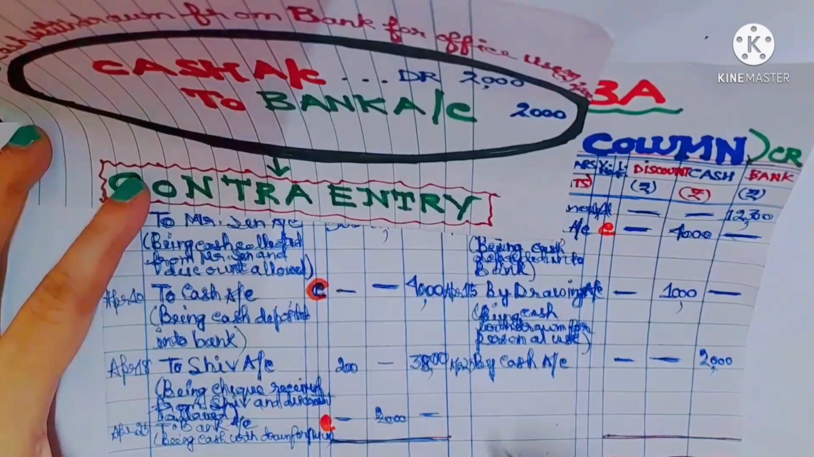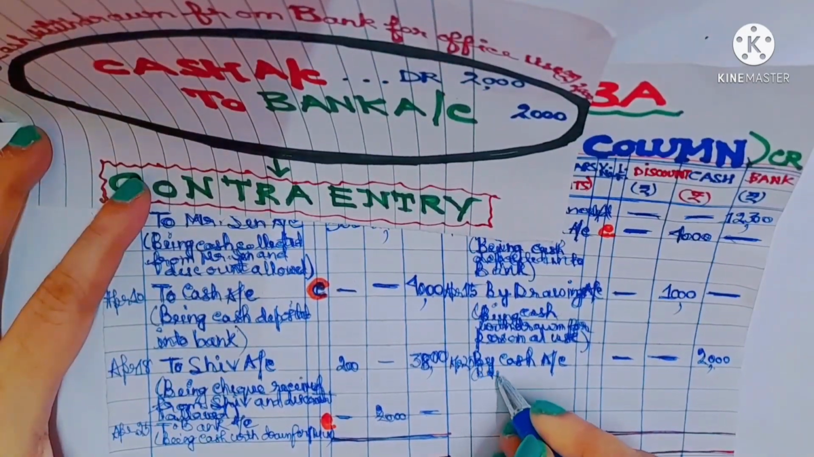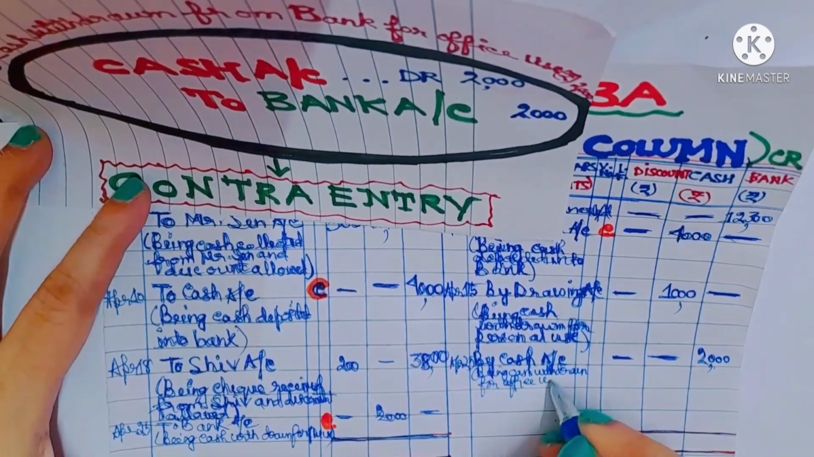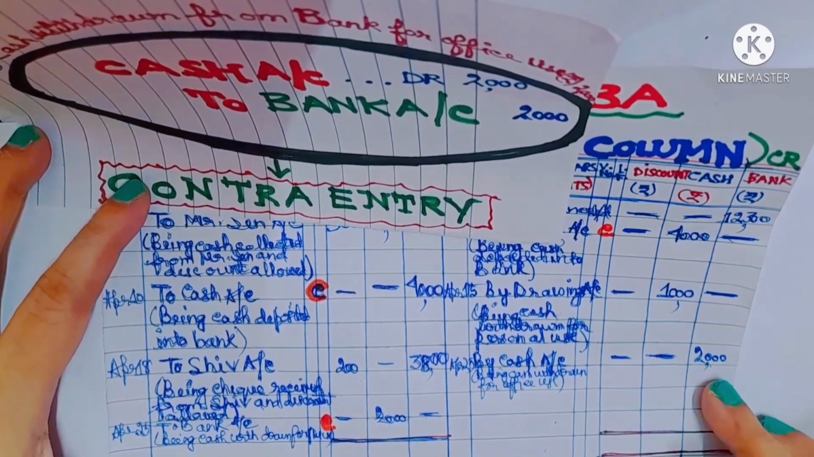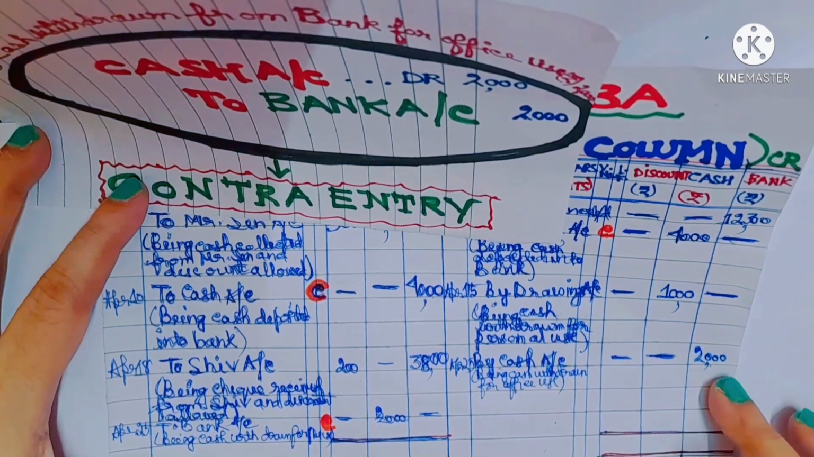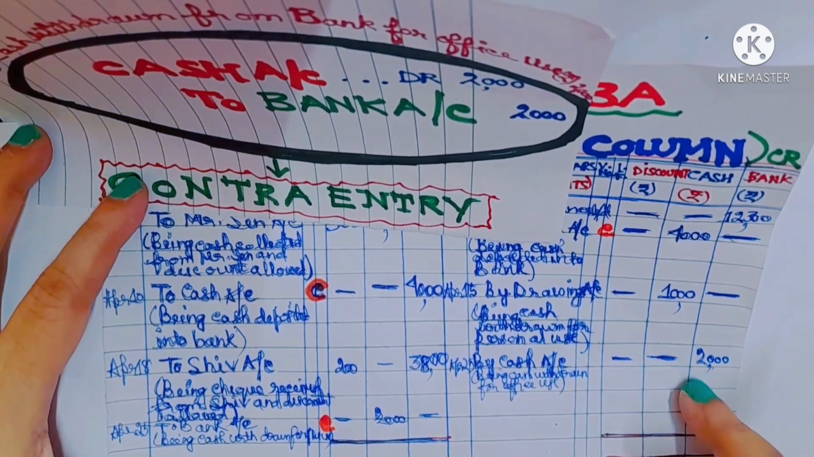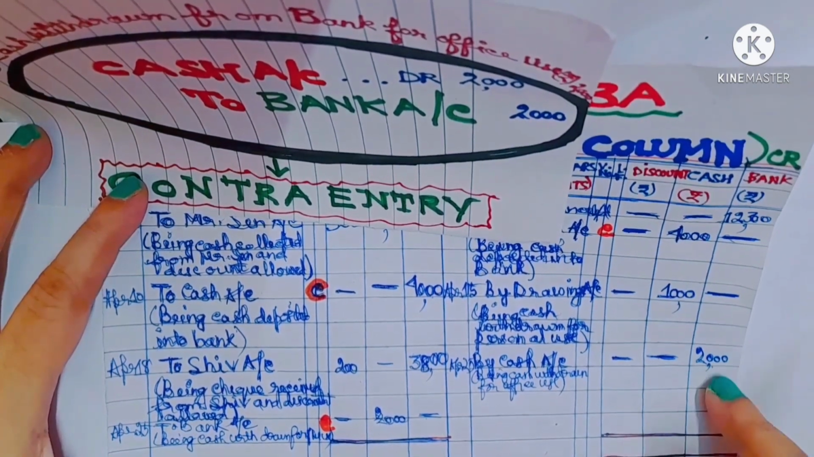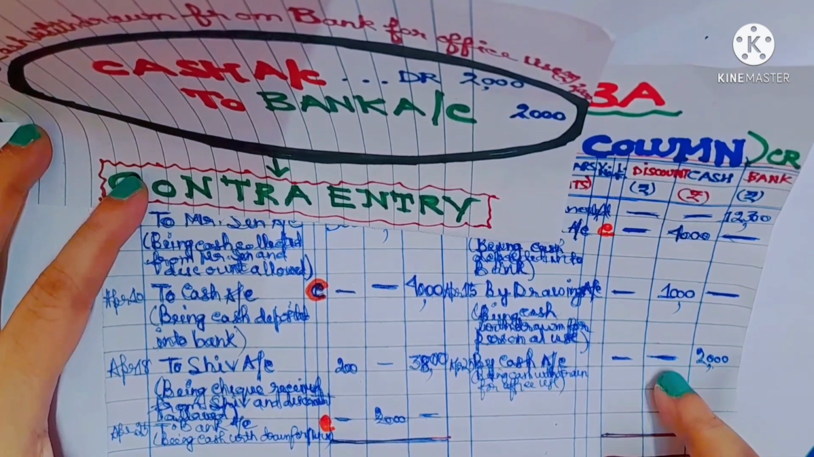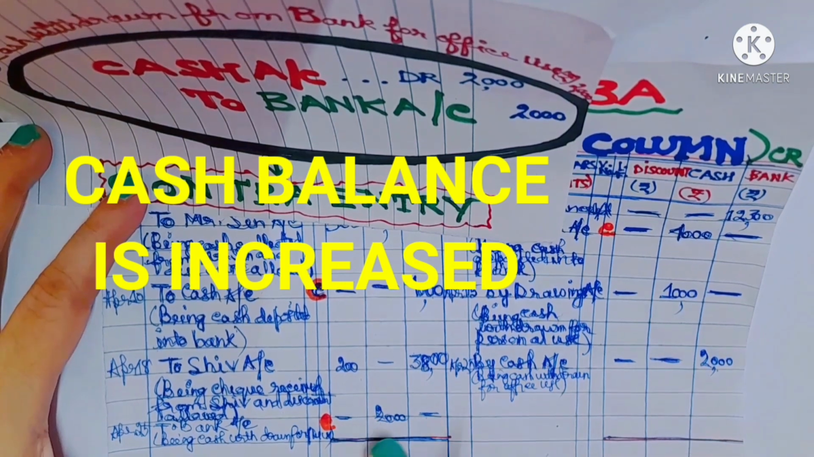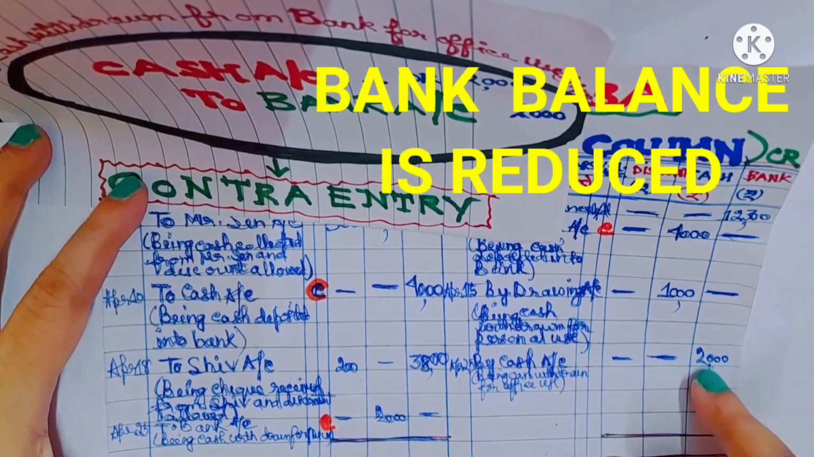So let me write down the narration. Being cash withdrawn for office use. And moreover, bank column represents bank account. Bank account comes under personal account. According to personal account, the giver of the benefit is credit. Here, when cash is withdrawn from bank, bank is the giver of cash. So bank account will be credited by rupees 2000. And moreover, when cash is withdrawn from bank for office use, cash balance is increased, but bank balance is reduced.